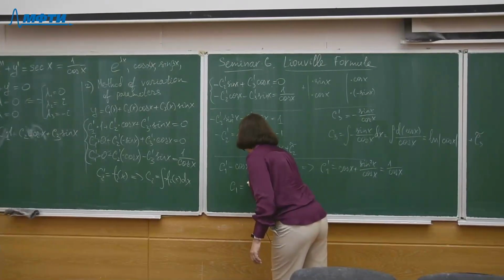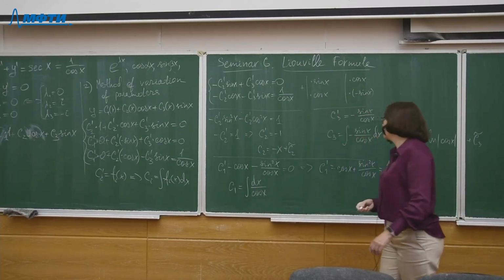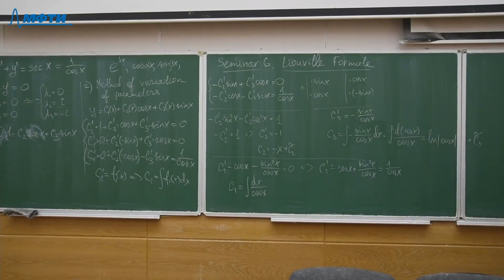How to integrate this? The integral dx over cos x. Do you know how to find this integral? Do you remember? What shall we do to find this? Who knows how to integrate dx over cos x? Please, this is for 1 point for the final integration.